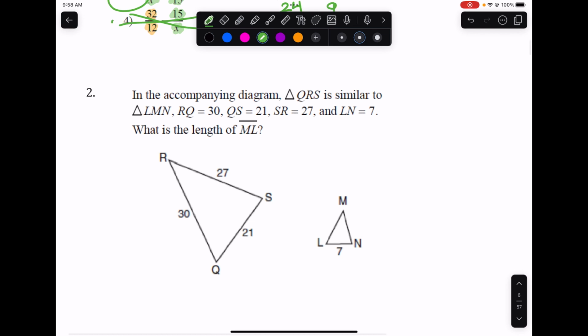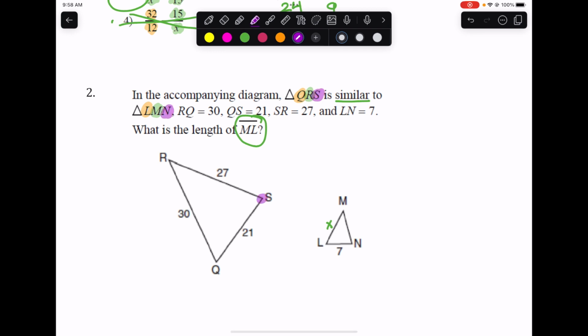Now, in the accompanying diagram, we have similar triangles. We're given some side measurements, and we're asking for the measurement of side ML, right? This is an example of why it's important that you're highlighting so you know which ones actually matter, right? So Q, L, M, R, and S.